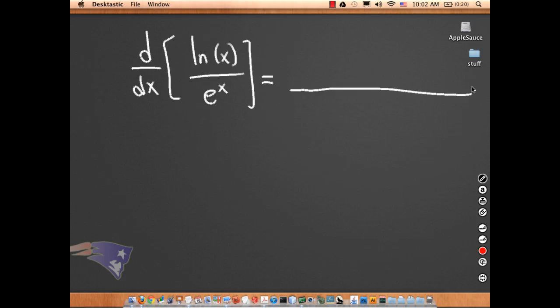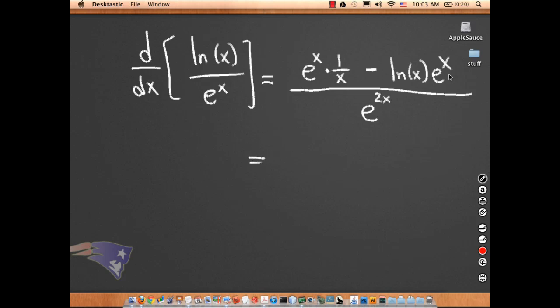What rule do we have to use? Quotient rule. So what's the first part? E to the x times 1 over x, natural log of x, e to the x. Correct, e to the x squared. Can I rewrite e to the x squared as e to the 2x? Yes, I can do that.